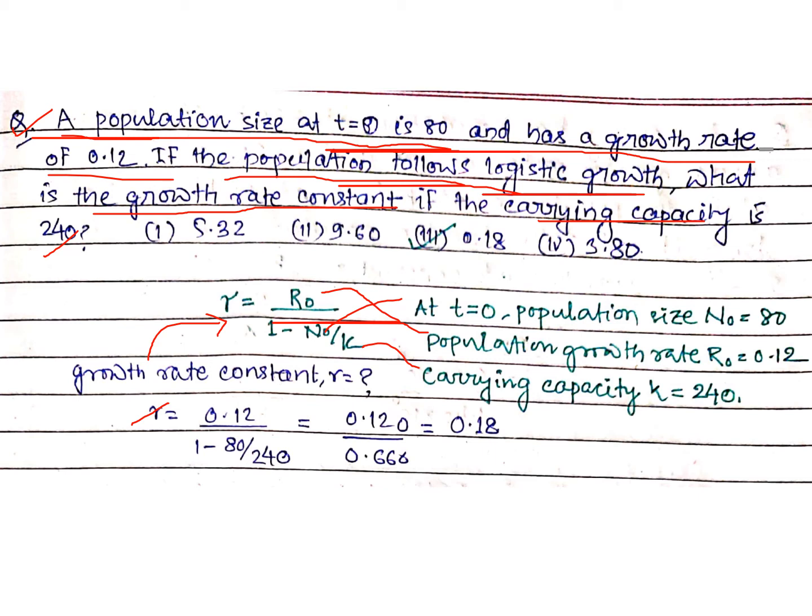The original population is 80, as given, the population growth rate is 0.12, and we have the carrying capacity, that is 240. So putting these in this equation, we got the answer, that is 0.18. So our answer is 0.18.